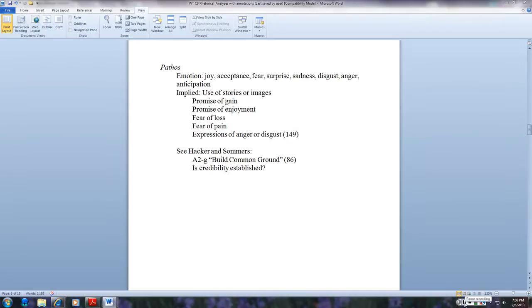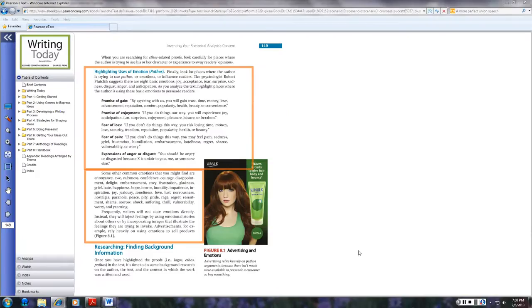The Hacker and Summers text addresses building common ground and establishing credibility in order to appeal to emotion. Are emotional appeals legitimate? Let's look at the text and see what they tell us. Our text tells us that there are 8 basic emotions. Look for places where those emotions are used to persuade. Obviously, advertising addresses emotions. And notice that there are other emotions that may be addressed as well. Finally, they mention the fact that writers do not state emotions directly. Instead, they incorporate images, and they also may use music or other means to convey emotion.